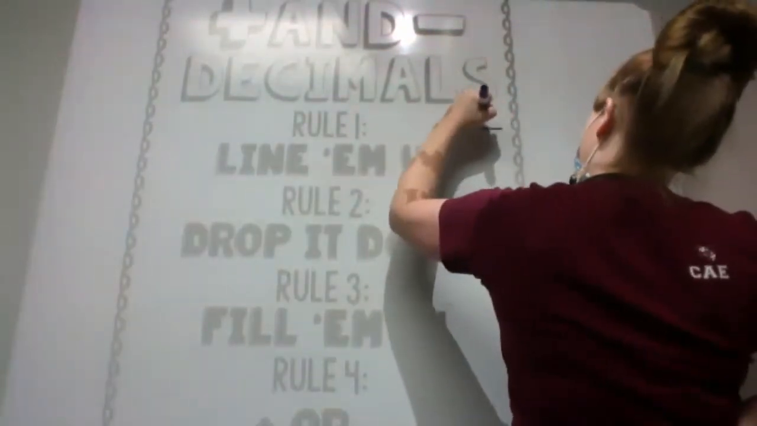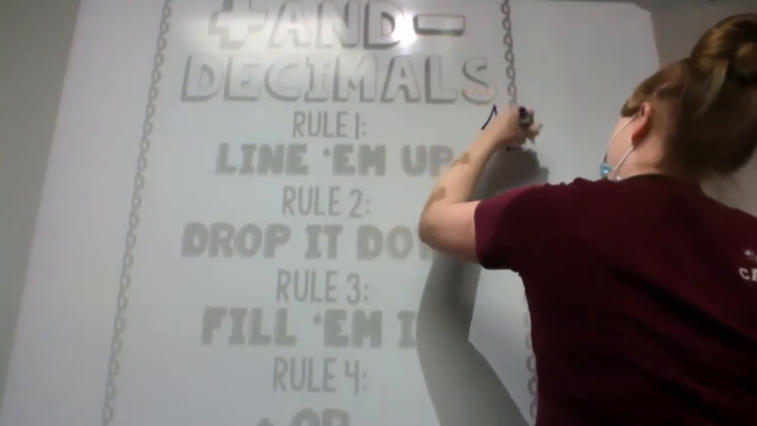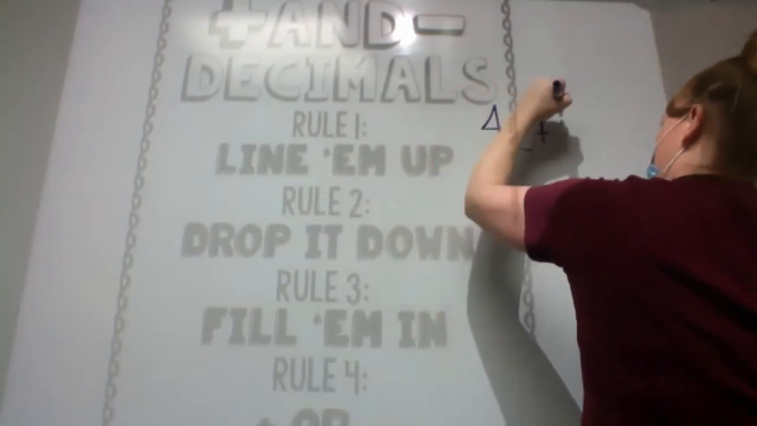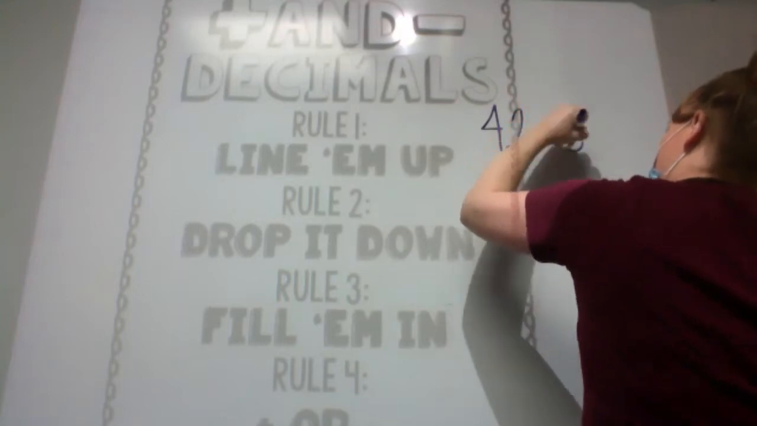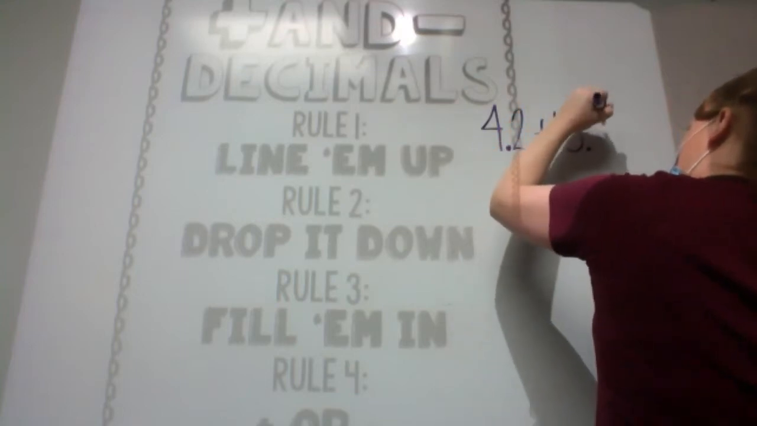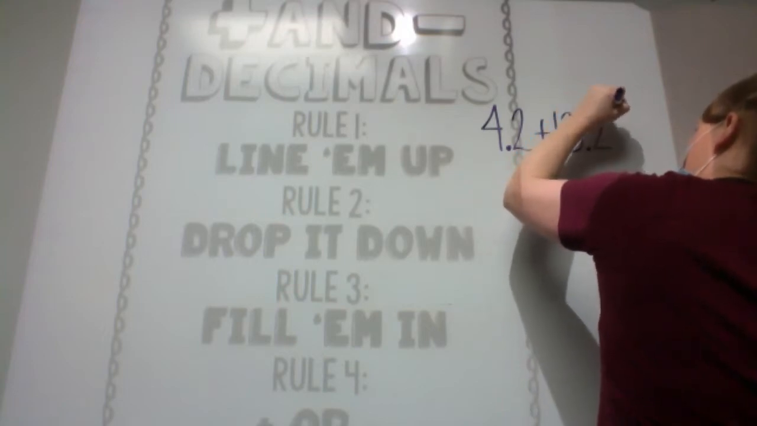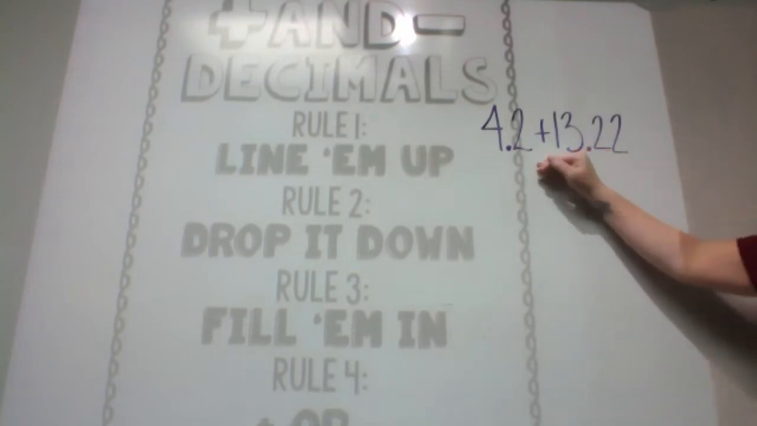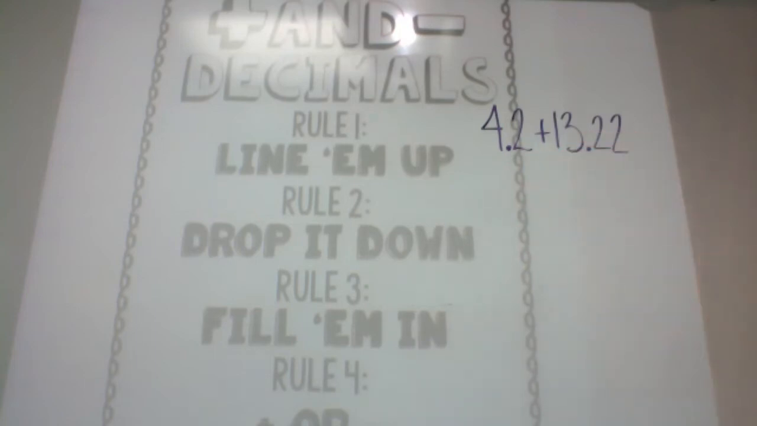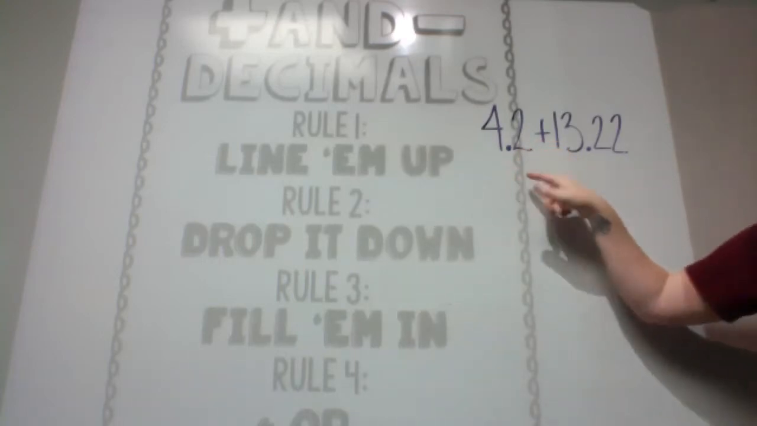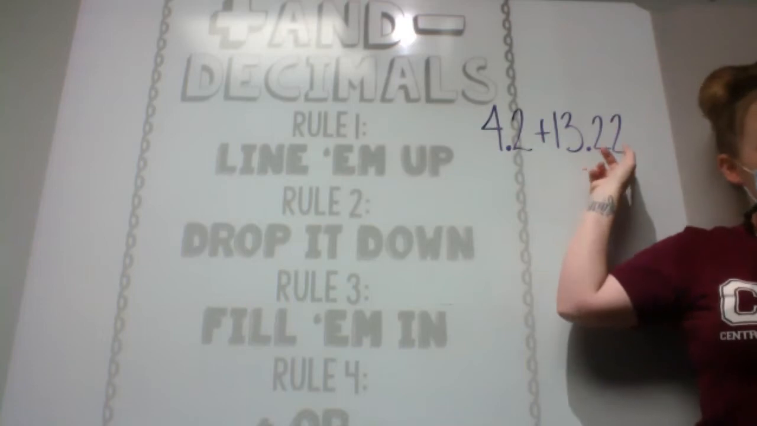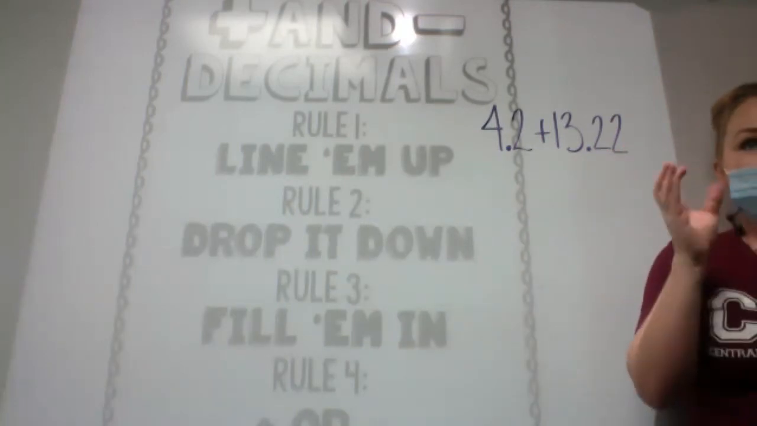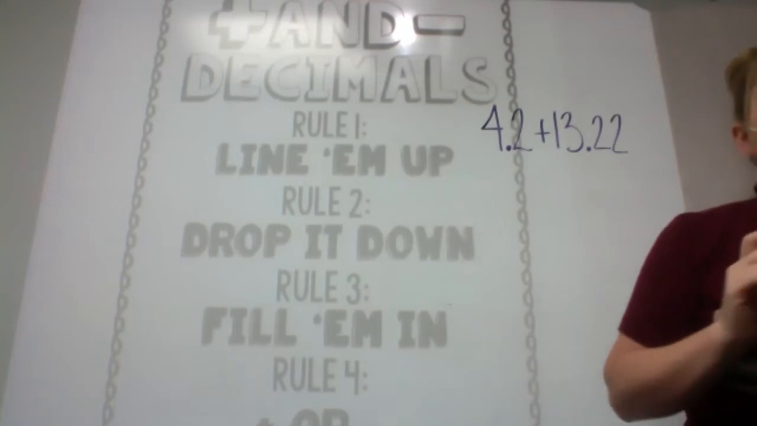So if I have 4 2/10 plus, say, 13 and 22 hundredths, okay? Let's try to write this properly. So everybody's with me in your journal? We have something to write with? So if you see a problem and it's written this way, they did that on purpose because they want to see if you know how to line up your numbers and work this out. And we know how to do that.